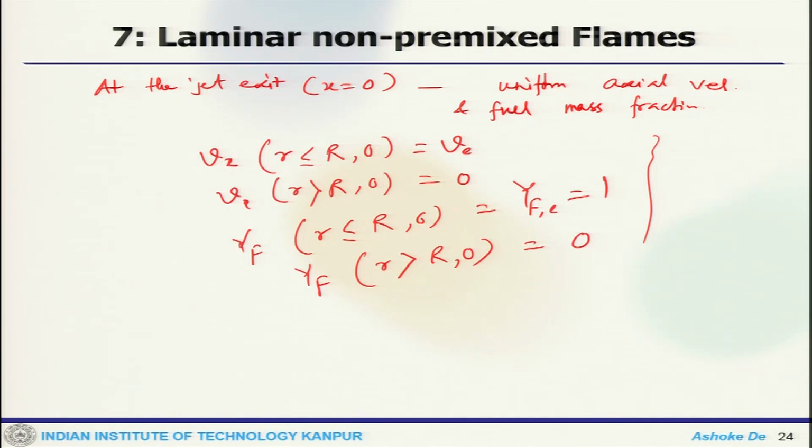this jet exit, where we assume the uniform axial velocity and fuel mass fraction and 0 everywhere else. So, that will get you this boundary condition.